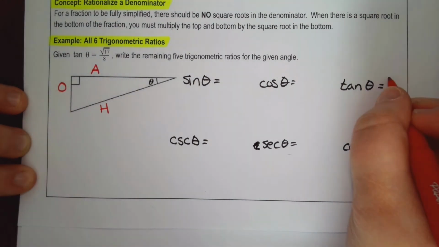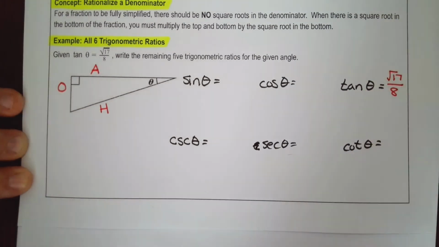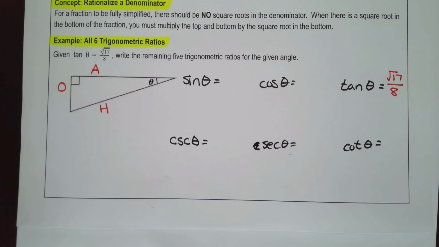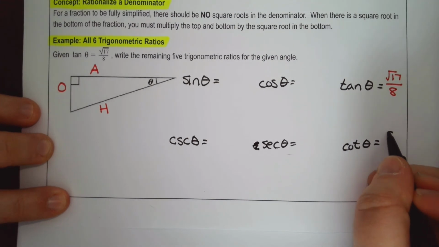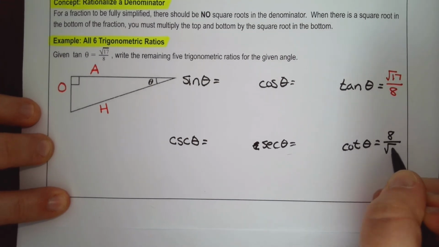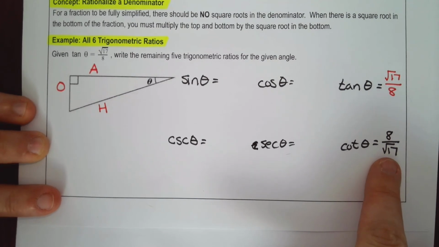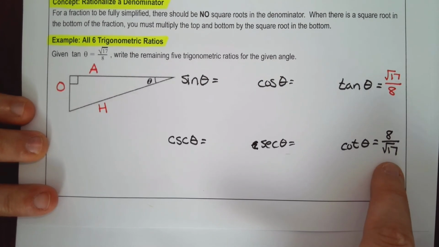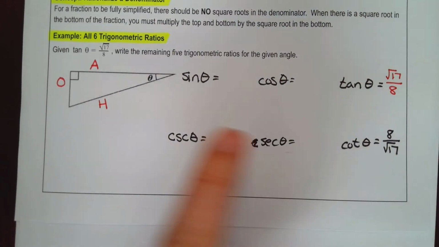So let's start with what we already know. Tangent theta is √17/8. So we know that already. So we can find cotangent. It is just the flip. So 8 over radical 17. Now, as you can see, we have a square root in the denominator. We're going to simplify all of them last. So we'll simplify this at the end.